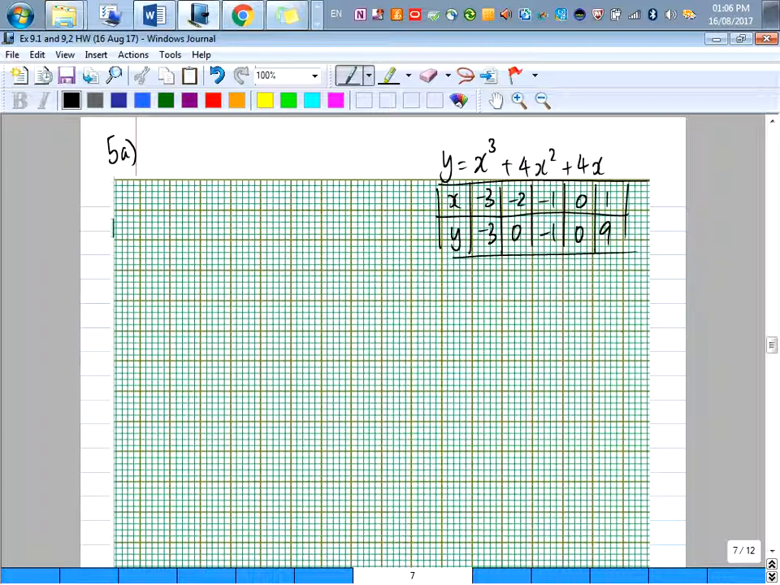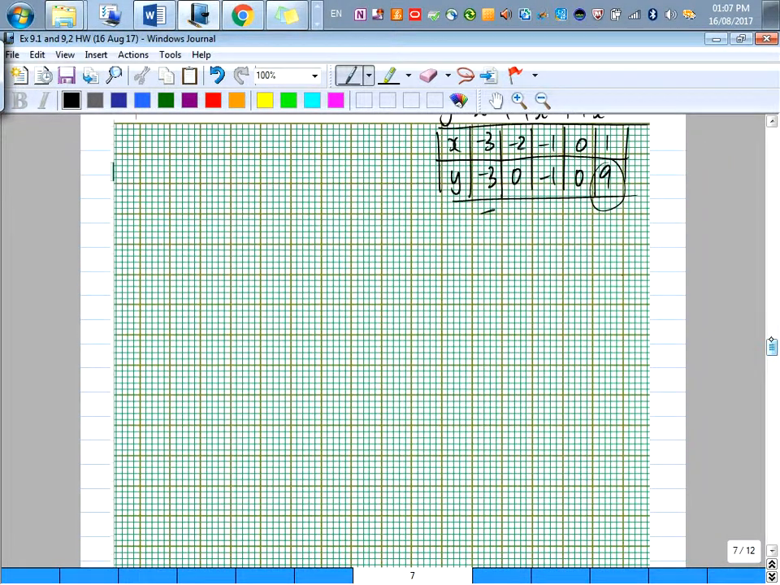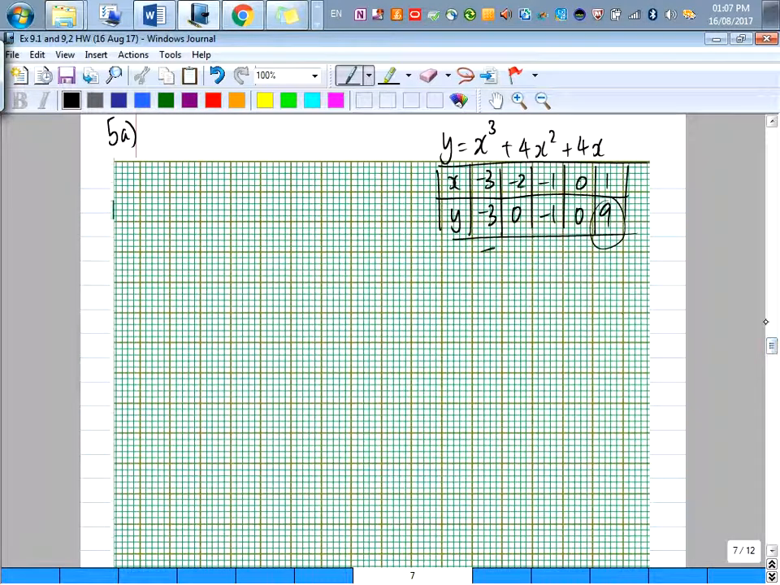They also told you the scale to use for the x-axis and the y-axis. For the x-axis, 2 cm represents 1 unit, so 2 squares to 1 unit starting from -3. And we see that for the y values, we have a 9 over here, and the smallest value is -3, meaning most of the graph will be found above the x-axis. So it is wise to put my x-axis low. Okay? Then my y-axis from -3 to 9.